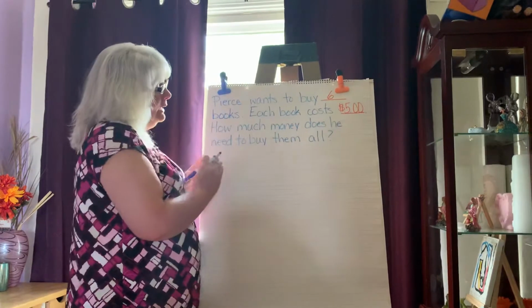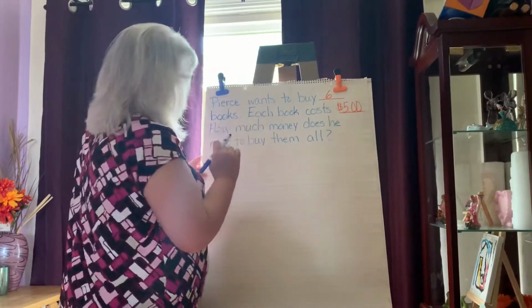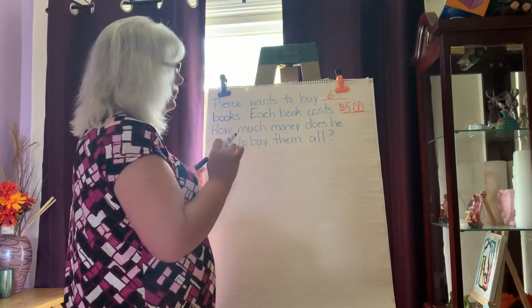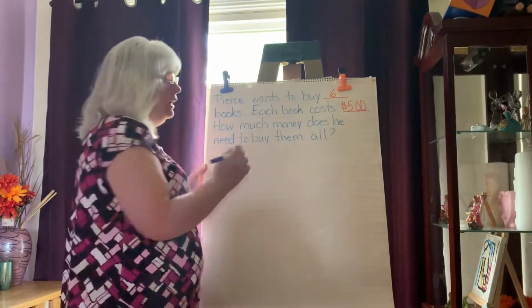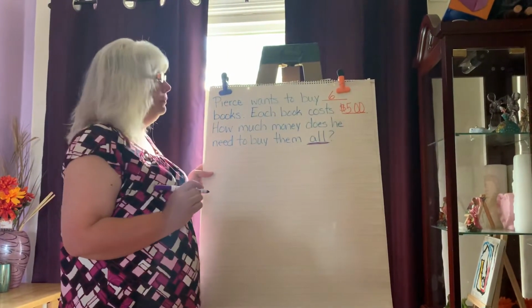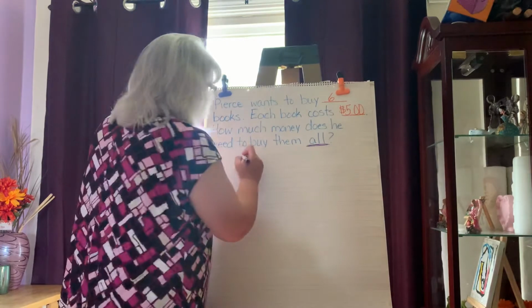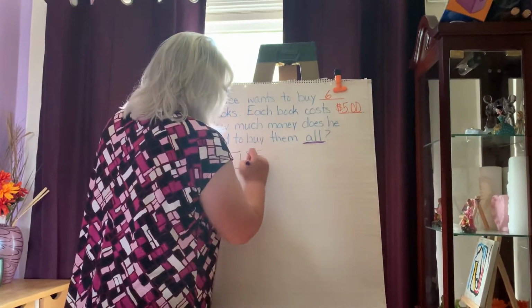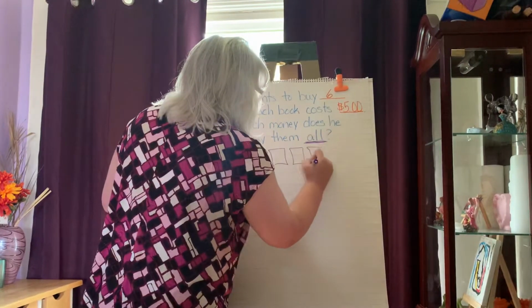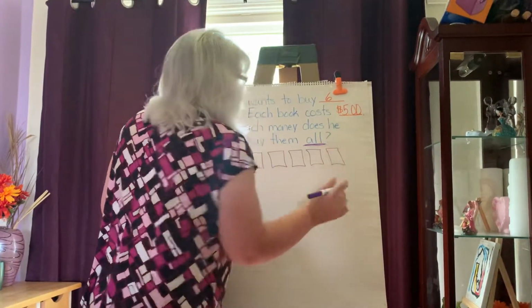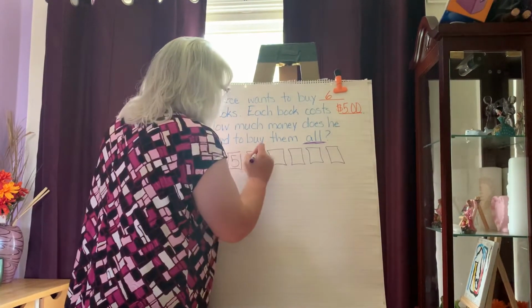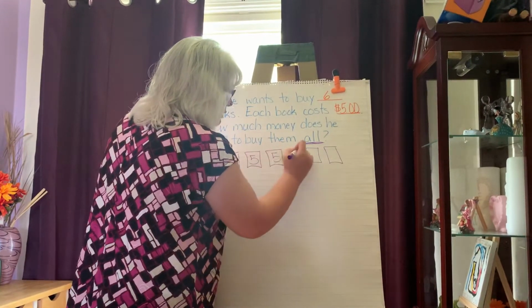So Pierce wants to buy 6 books. Each book costs $5. How much money does he need to buy them all? Our vocabulary, them all and all, that indicates adding. So we're going to draw our 6 books. 1, 2, 3, 4, 5, 6. And they each cost $5. So we're going to put $5 in each one.